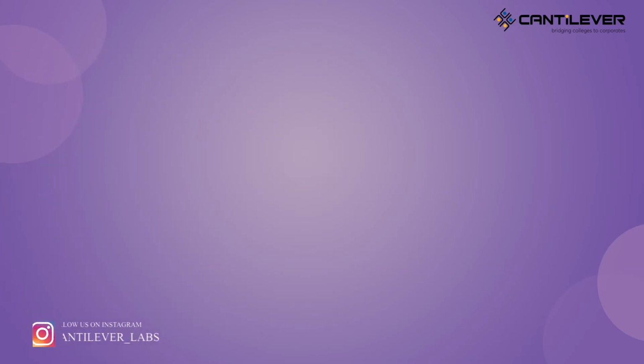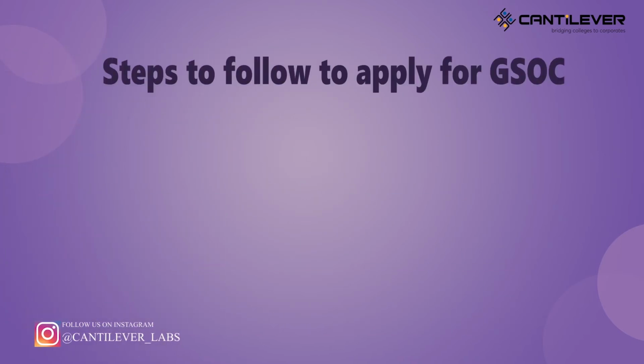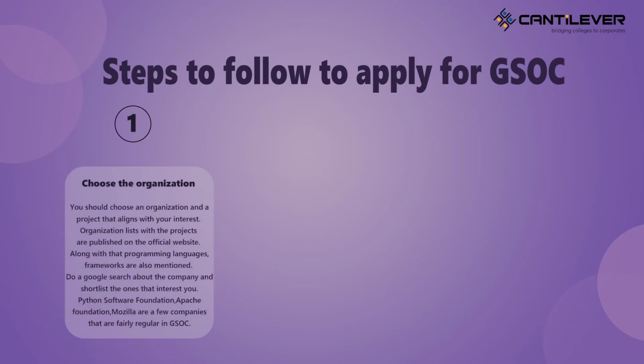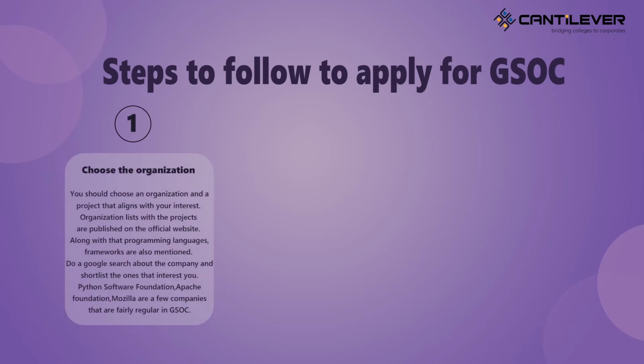Now let us discuss the steps to follow to apply for GSoC. Step 1, choose the organization. You should choose an organization and a project that aligns with your interest. Organization lists with the projects are published on the official website. Along with that, programming languages and frameworks are also mentioned. Do a Google search about the company and shortlist the ones that interest you. Python Software Foundation, Apache Foundation, Mozilla are a few organizations that are fairly regular in GSoC.